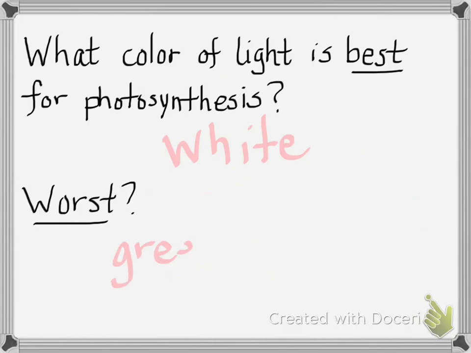Okay, what color is the worst light for photosynthesis? Green. No. Ultraviolet. Of the visible light spectrum.